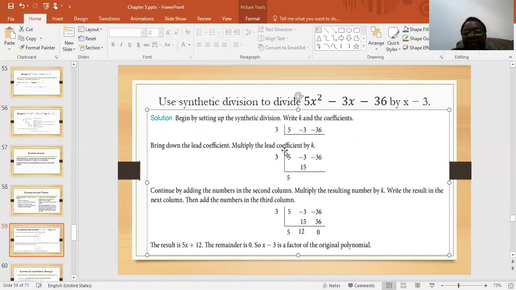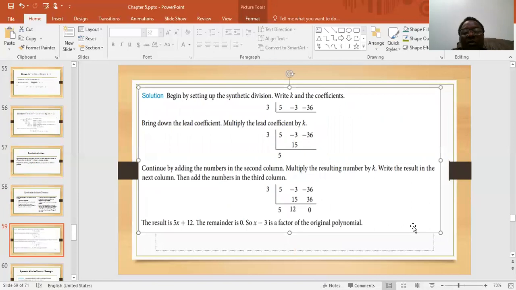Then we will take the 5, the leading coefficient, we take it down to be 5, and then multiply it by 3 to place it under minus 3. So we add minus 3 to 15 to get 12. And then we multiply this 12 by 3 to have 36 and add this number to get 0. So the result is 5x plus 12. Because the remainder here is 0, the polynomial will divide to get 5x plus 12. So x minus 3 is a factor of the original polynomial.